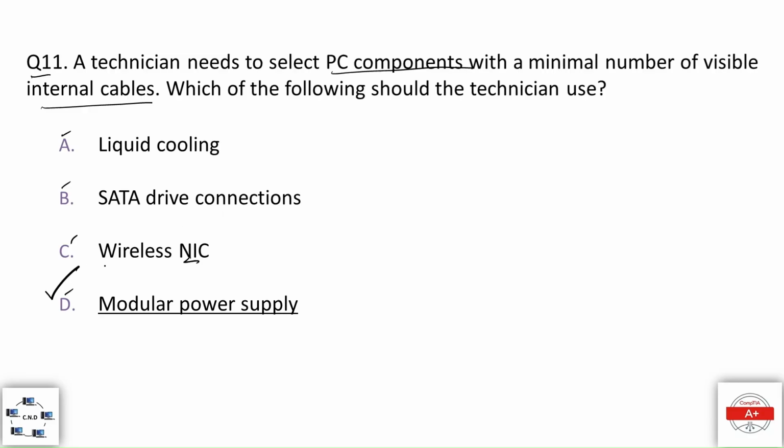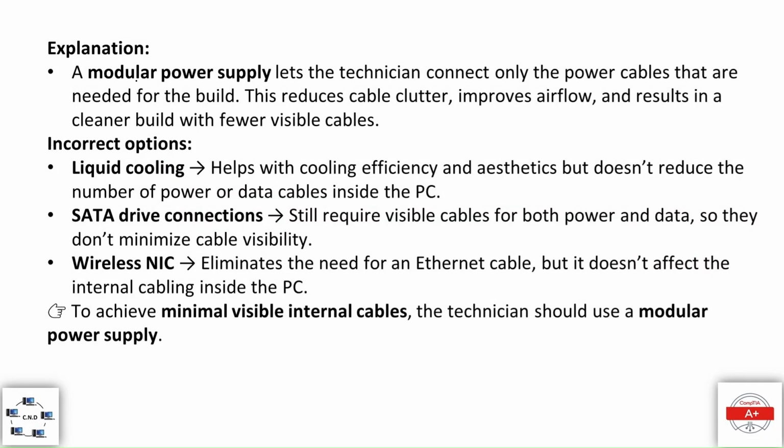Option D, modular power supply, and the explanation is, a modular power supply lets the technician connect only the power cables that are needed for the build. This reduces cable clutter, improves airflow, and results in a cleaner build with fewer visible cables.